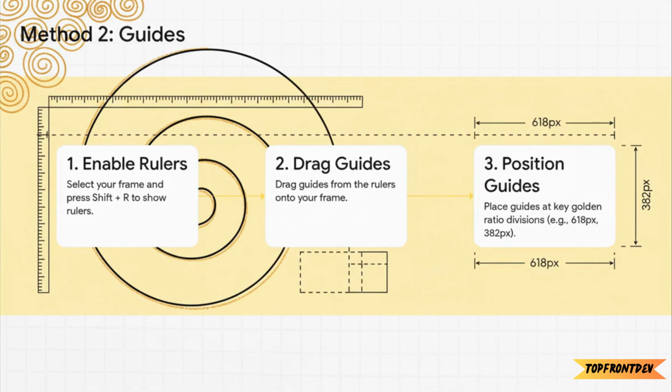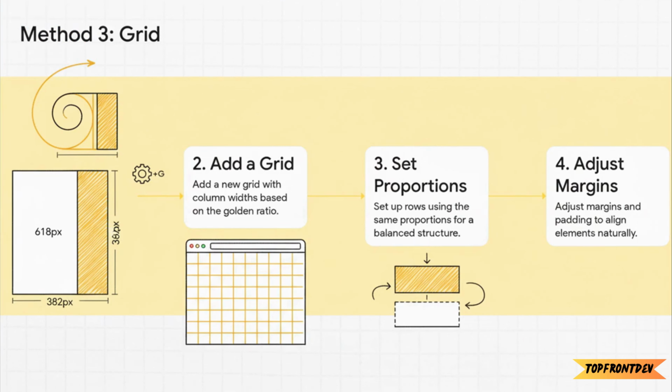Okay, method 2 is all about using the guide system. This is perfect for aligning stuff. Hit Shift-R to bring up your rulers. Now, if your frame is, say, 1,000 pixels wide, just click and drag a guide out to the 618 pixel mark. Now for the other side, that remaining space is 382 pixels, which is, you guessed it, 618 divided by 1.618. You now have these perfectly proportional guides to snap all your content to. So clean.